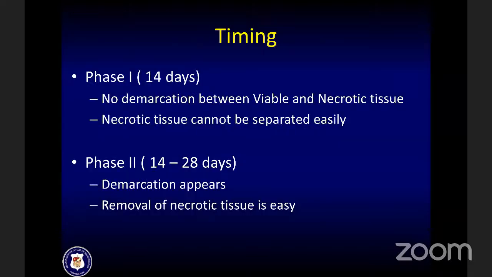The most important thing is the timing. We have two phases. The first phase is the first 14 days, the first 2 weeks, where it's more of inflammation, and there is no clear-cut demarcation between viable and necrotic tissue. The second phase, 14 to 28 days, is where the demarcation starts appearing and the necrosis starts separating out. That's where the infective complications also set in.